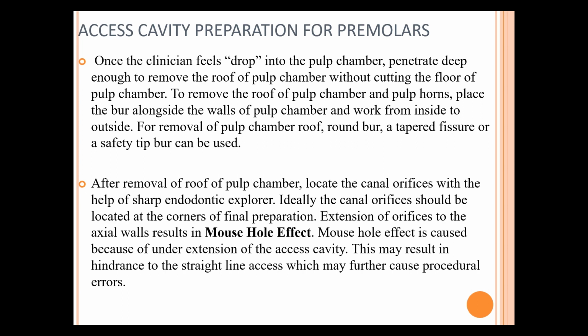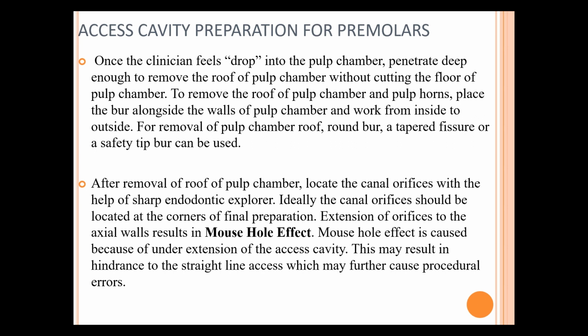To remove the roof of the pulp chamber and pulp horns, place the bur alongside the walls of the pulp chamber and work from inside to outside. For removal of the pulp chamber roof, a round bur, a tapered fissure bur or a safety tip bur can be used. After removal of the roof of the pulp chamber, locate the canal orifices with the help of a sharp endodontic explorer. Ideally, the canal orifices should be located at the corners of the final preparation. Extension of orifices to axial walls results in the mouse hole effect. The mouse hole effect is caused because of underextension of the access cavity.